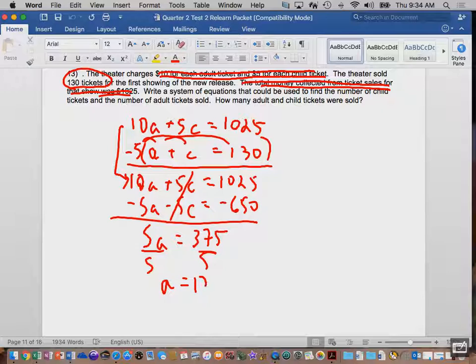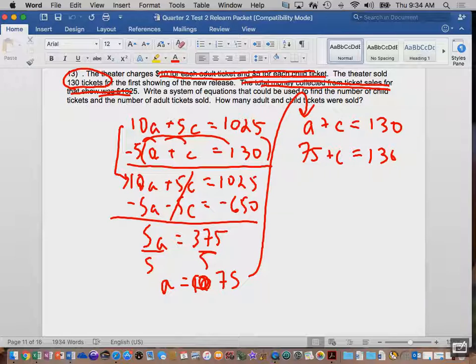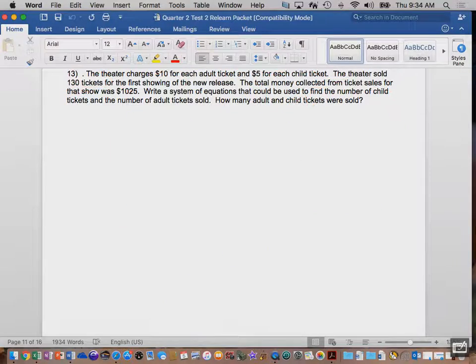A is, let's see, 5 goes into 375, 75 times. So there are 75 adult tickets sold, and then it says the adult plus the child is equal to 130. Adults was 75. So I take the 75 and I plug it in for A. Child is 55. So 55 children's tickets were sold as well. And that's how we do the second to last question on the test, number 13.